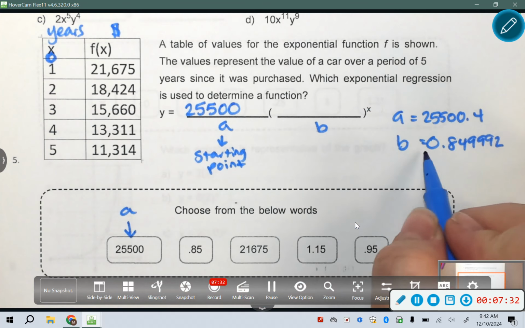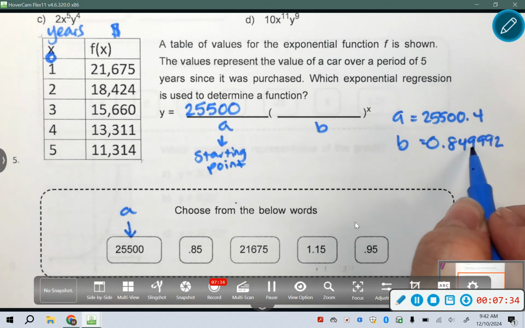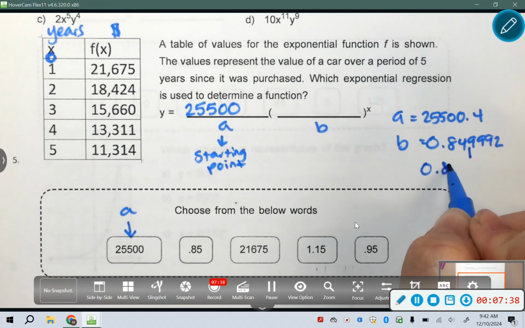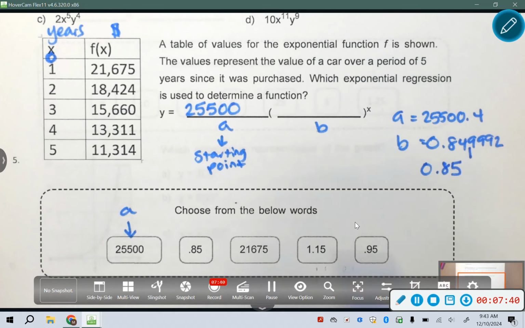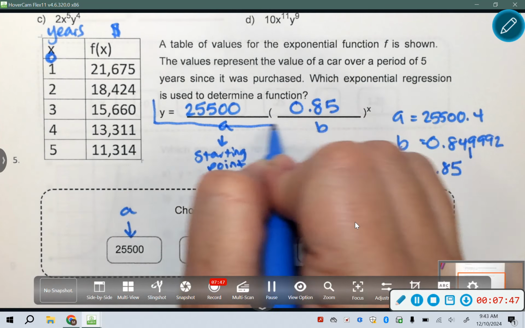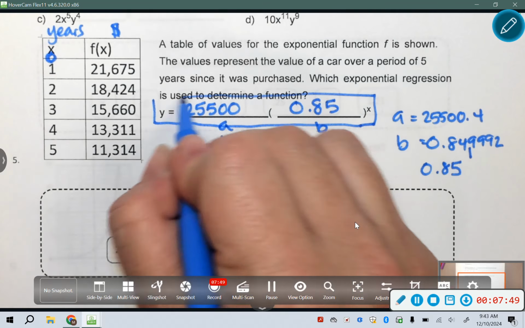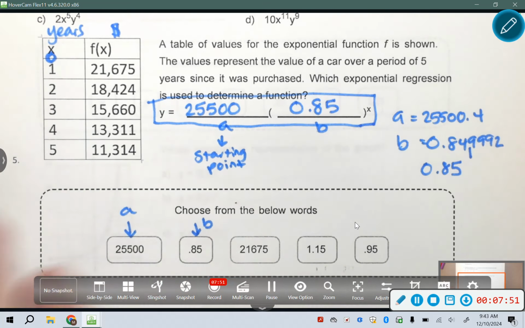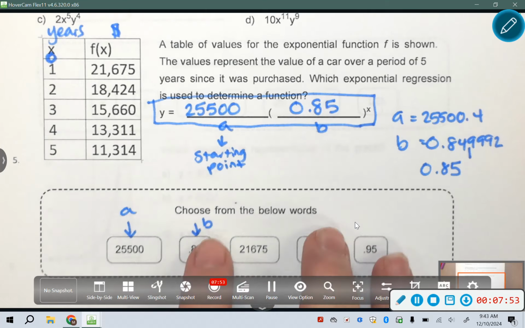And B is 0.849992. So if I round it to the nearest hundredth place, the 9 makes that round up, which is 85. So right here is my B. Okay, flip, we're going to look at number 6.